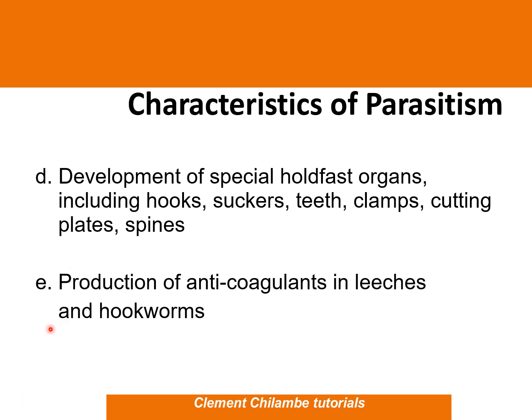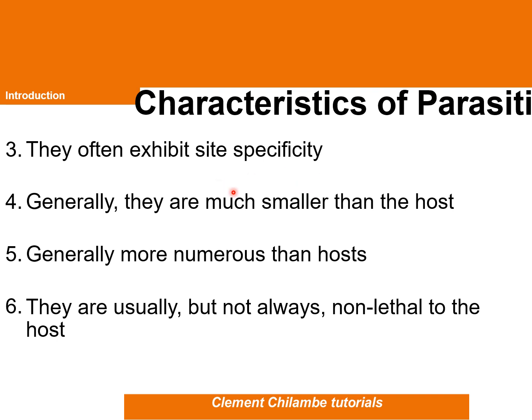And another example that we can give is the production of anticoagulants in leeches and hookworms. So they produce what? Anticoagulants. That is also another characteristic of parasitism under the unique morphology and physiological specializations and loss of structures of the parasites. So these are the 4 examples that you can look through as you are studying this topic.